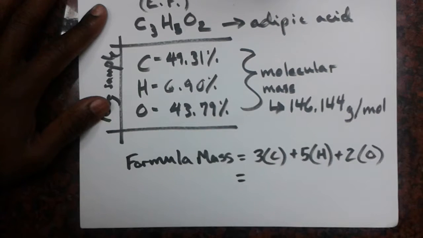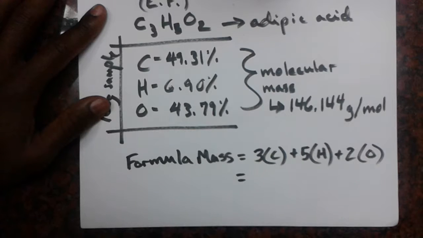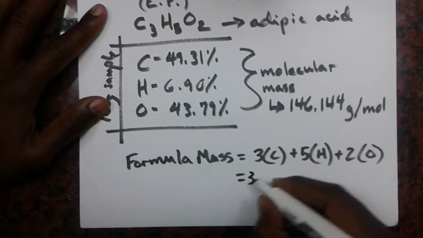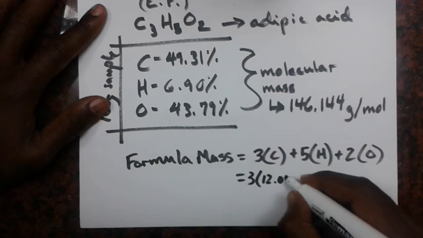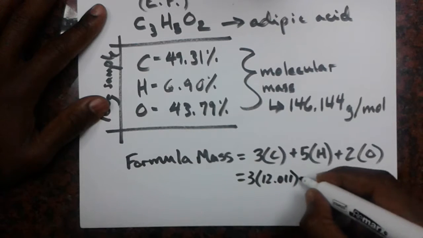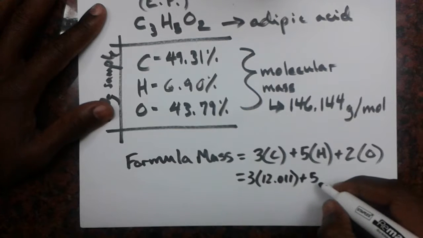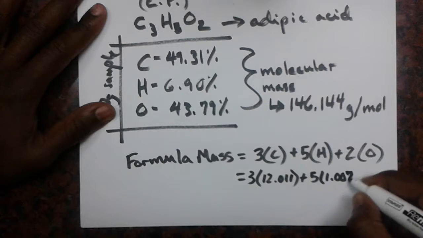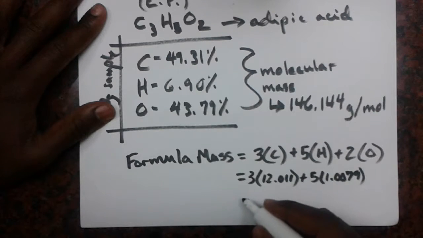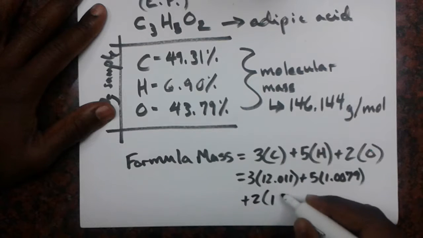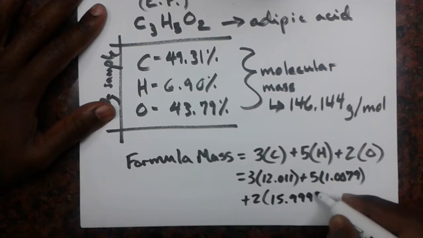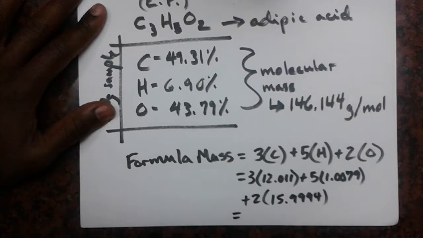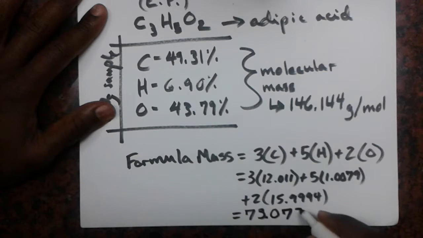if we were to replace each of the elemental symbols with the atomic mass, for carbon we would place 12.011, for hydrogen 5 times 1.0079, and for oxygen 15.994. All of this would equal approximately 73.072.